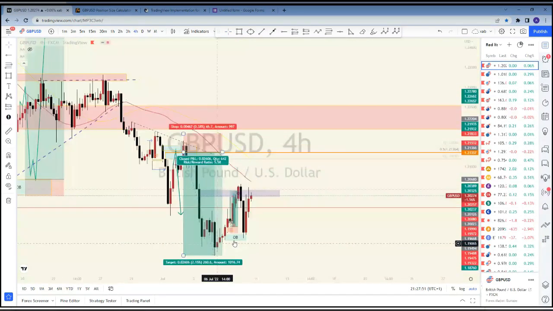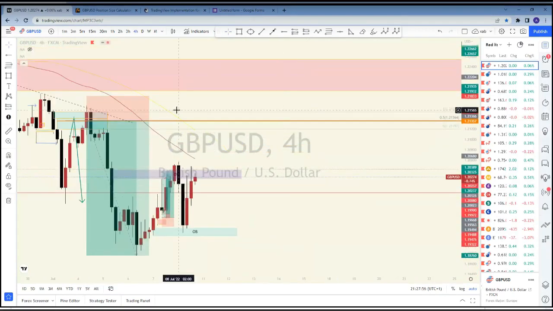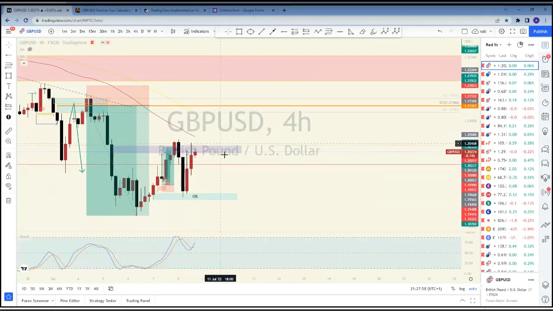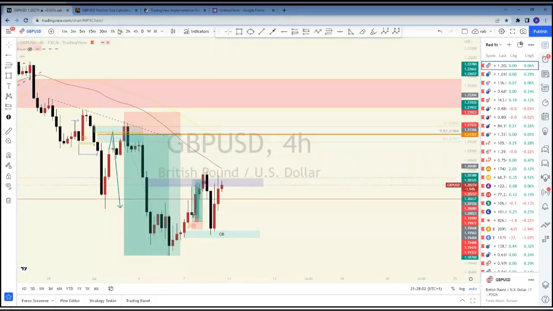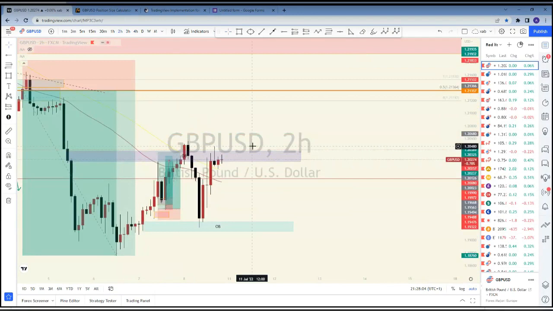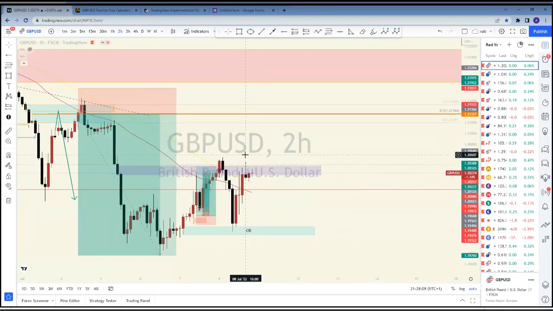All right, so this is GBPUSD. We've seen this reaction from here. Currently we're seeing a whole lot of interesting reactions from GU. Let me go to the 2 hour time frame. All right, no problem. CADJPY, we'll look at that.